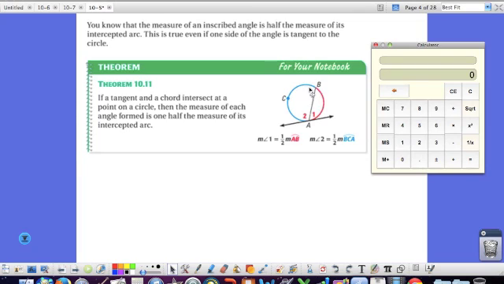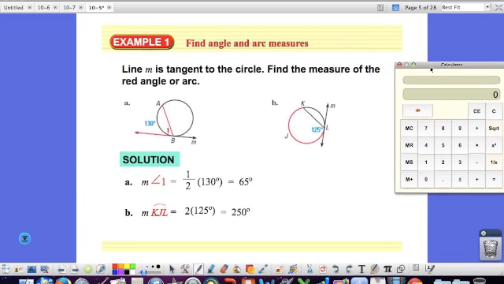You know that the measure of an inscribed angle is half the measure of its intercepted arc. We learned that before. This is true even if one side of the angle is tangent to the circle. So even still here, this is still an inscribed angle because its vertex sits on the circle. So angle 1 is 1/2 of arc AB. The measure of angle 2 is 1/2 of the measure of arc BCA. I'm going to actually use that now to see how that works.